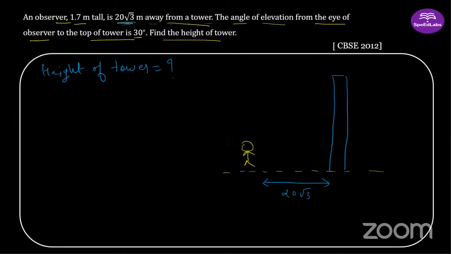Do we need to consider it? We'll see. An observer 1.7 meter tall is 20 root 3 meter away from the tower. The angle of elevation is from the eye of the observer. Definitely we need to consider it, because the angle would be formed from this height, no?